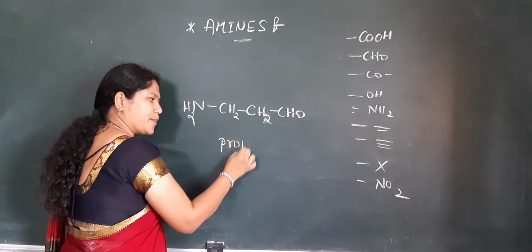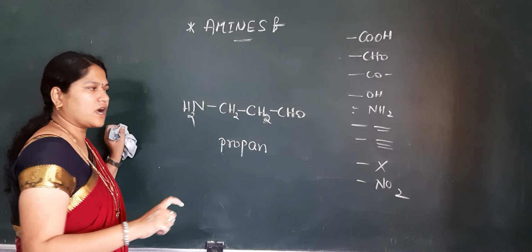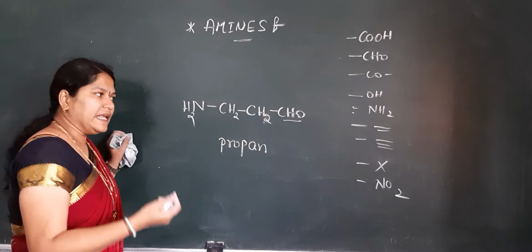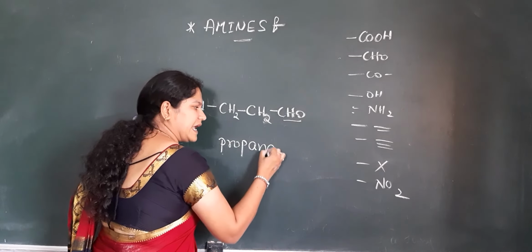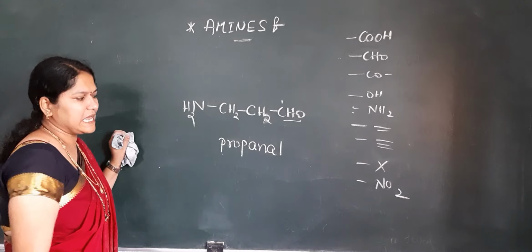In the root word there is prop, and since there is a single bond, it is propane. Aldehyde is more reactive. In order to indicate the aldehyde, we have to mention al. The aldehyde group is at carbon number 1, therefore it is al.